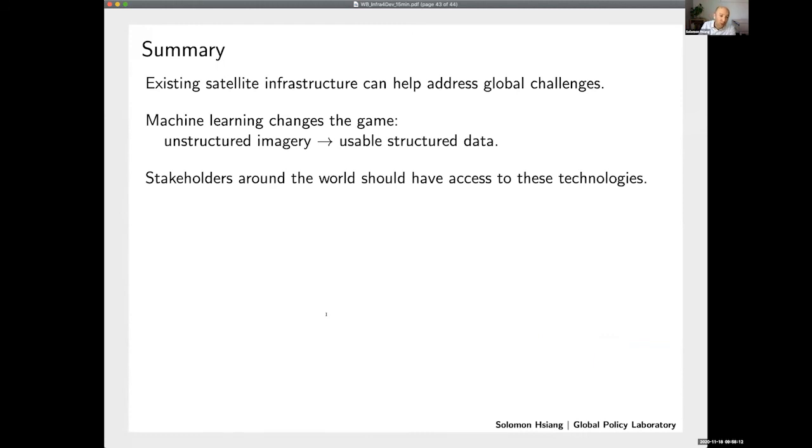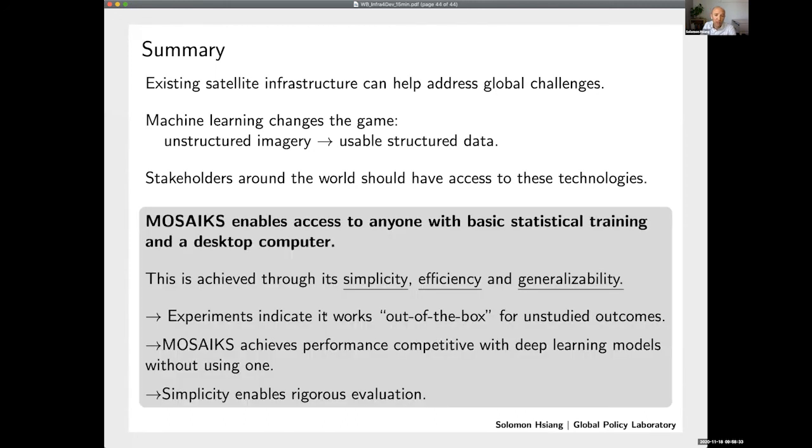And so the overall philosophy here is that we have already invested in a tremendous amount of satellite infrastructure. It should be used to address global challenges. And machine learning is really the tool that's opening the door, allowing us to transform that unstructured imagery into usable structured data. And right now, the last step is to make it so that stakeholders around the world can actually access that complex technology, given the skills and tools that they have.